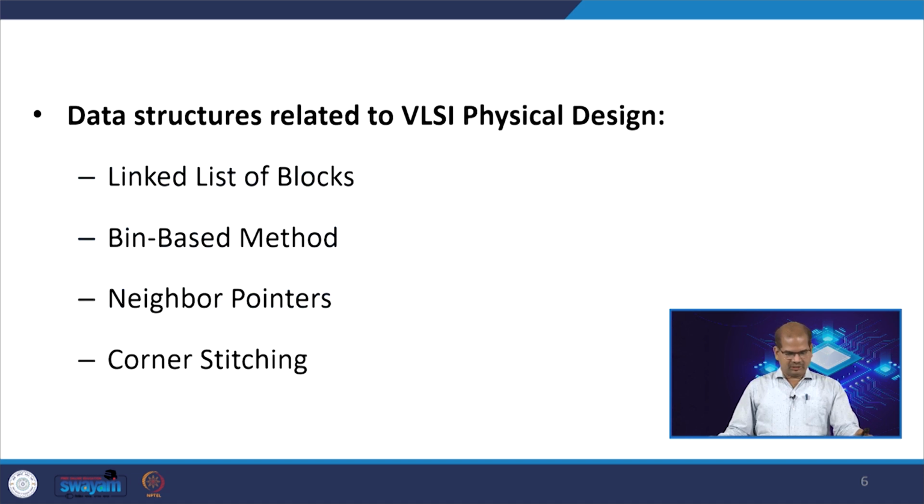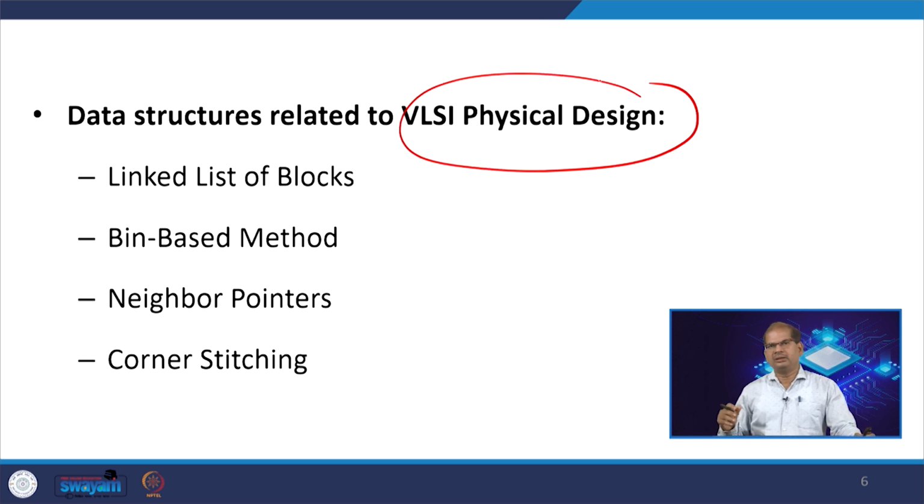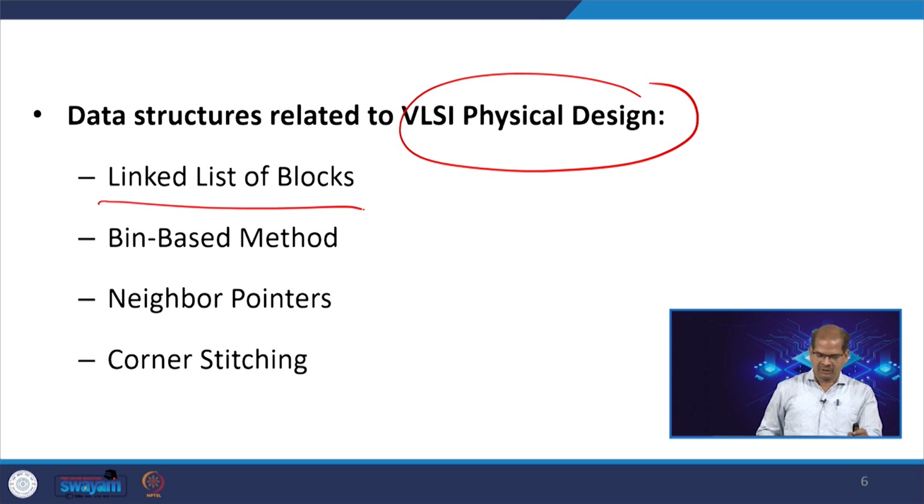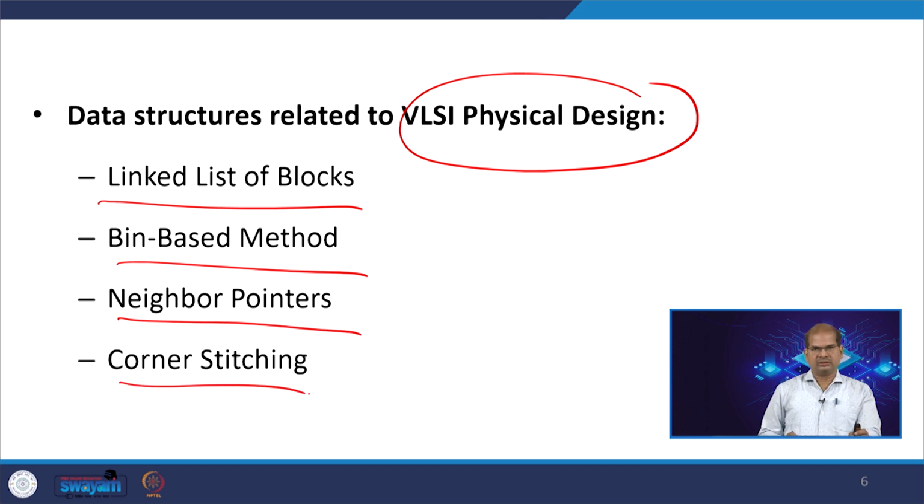implementation of the algorithms. In VLSI physical design we have slightly different types of data structures which use the same framework, but the implementation differs. In VLSI physical design, data structures we use include linked list of blocks, bin based method, neighbor pointer and corner stitching. These are more advanced data structures focusing on the requirements of VLSI physical design. So, this is important for VLSI physical design implementations.